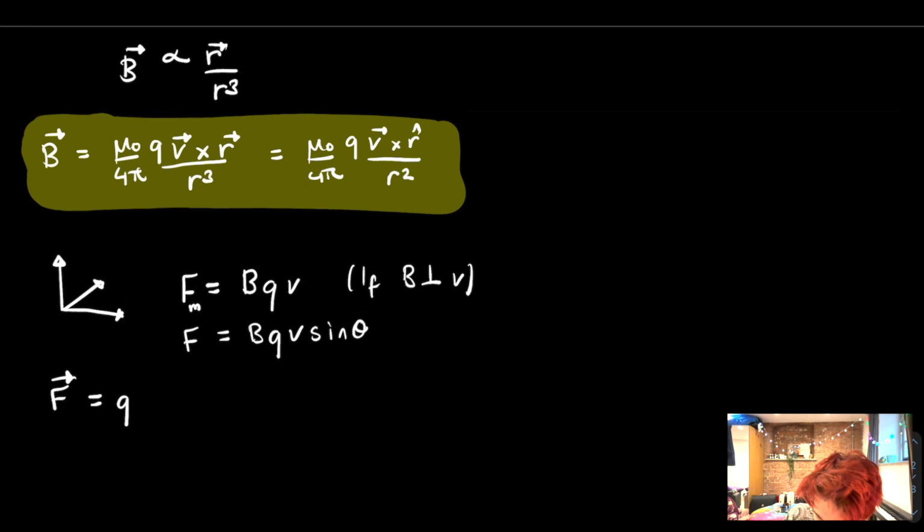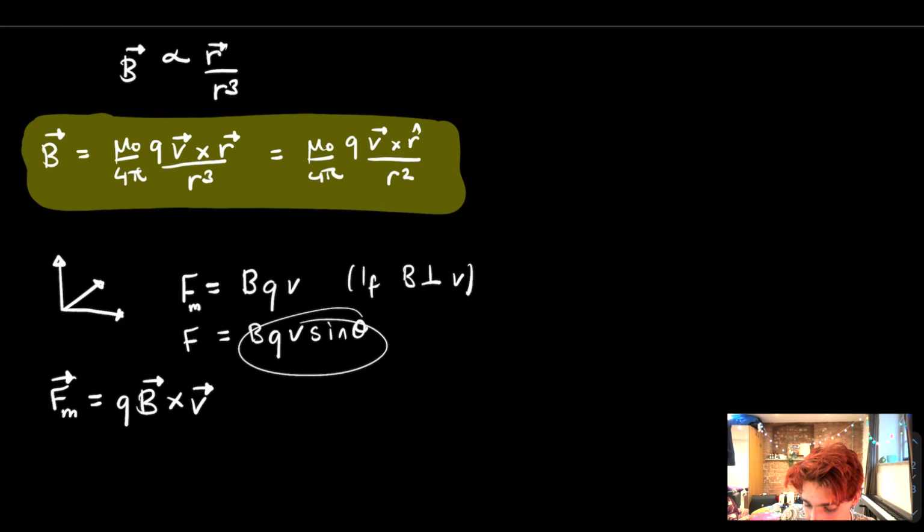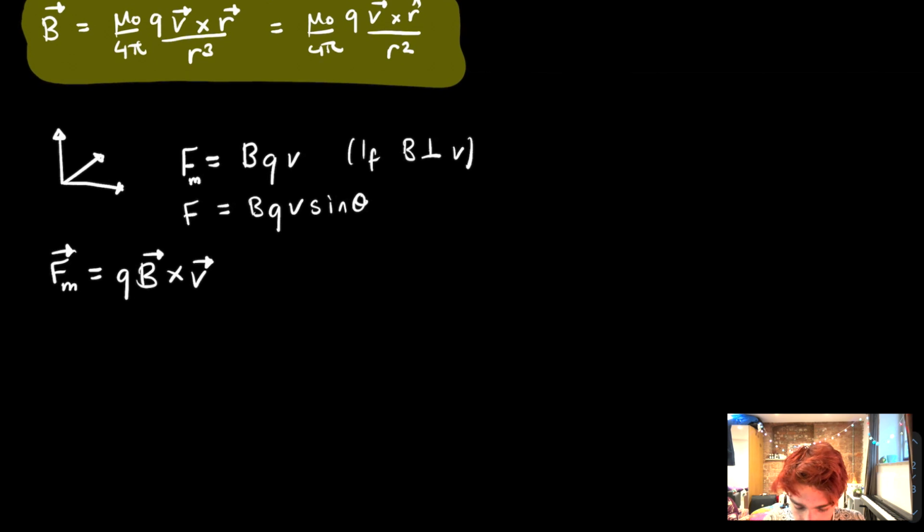So we can add that outside the front, and we can say that the magnetic force is equal to the charge multiplied by the B field cross-producted with the velocity right here. And that already encodes our sine theta, and it keeps our equations in vector form, which is what we want because force is a vector, velocity is a vector, and field is a vector. So that is our magnetic force on a particle caused by an external magnetic field right here.